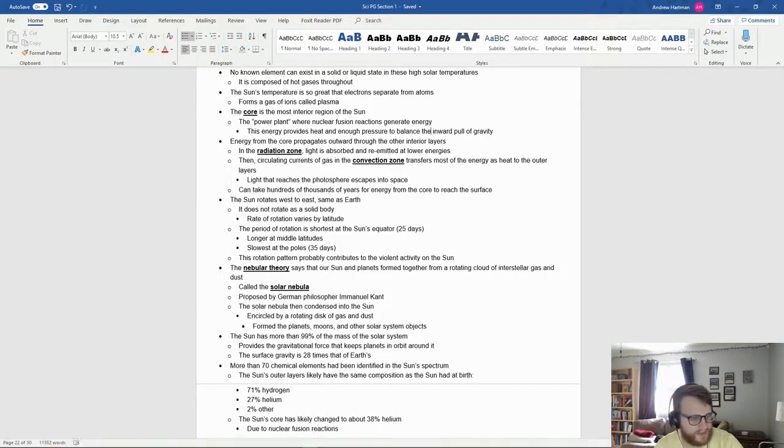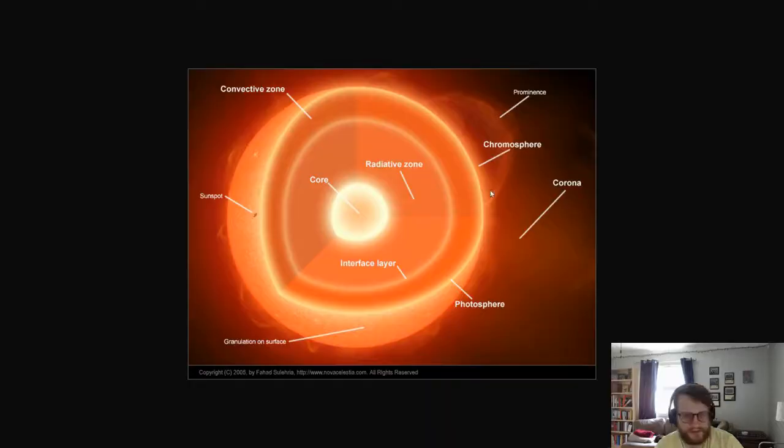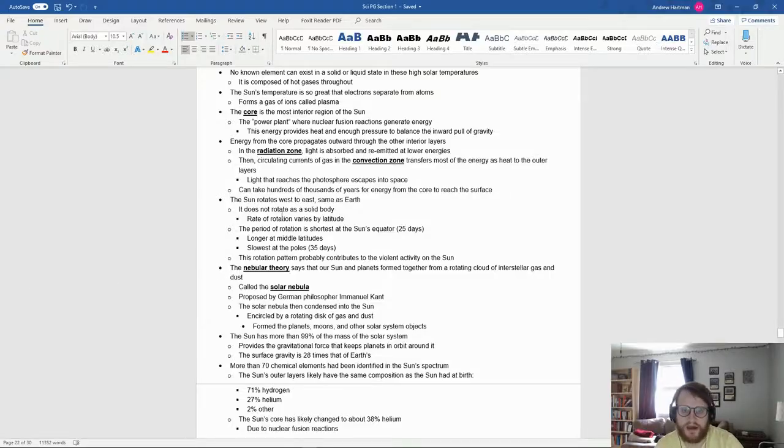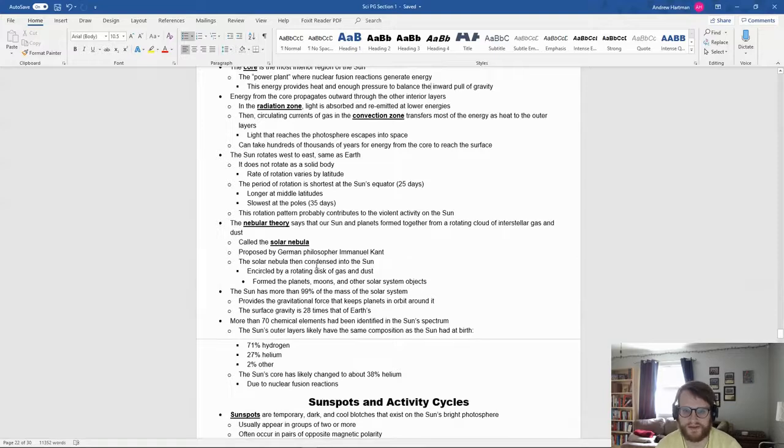If we could take a look at that over here, we have this convection zone. I've seen pictures of this where it's just a bunch of circles, so we see convecting gas. It gets the energy from the radiative zone, convects it up, and then shoots it out to the photosphere. I shouldn't say a lot, actually. It's not that much. But then light that reaches the photosphere escapes into space from the convection zone. And it can take hundreds of thousands of years for energy from the core to reach the surface.